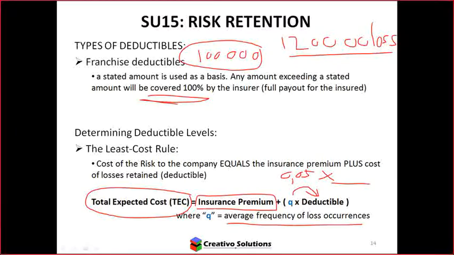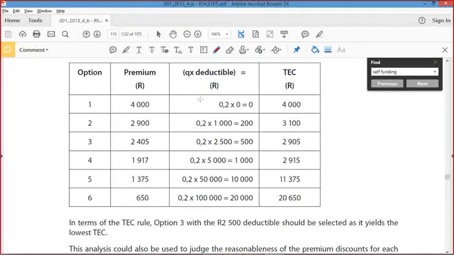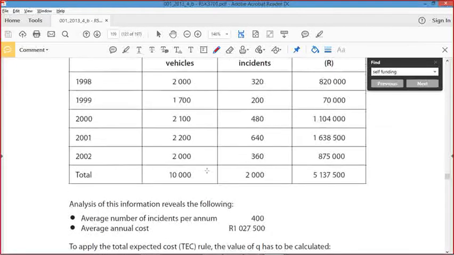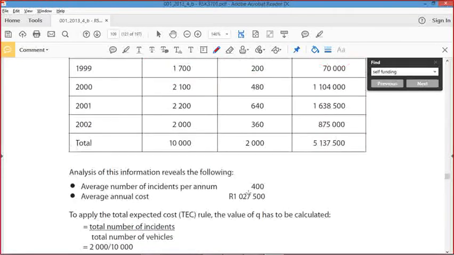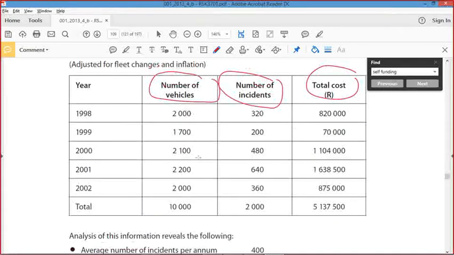So when I go back to this page, what they're discussing in this scenario is very similar to what we had earlier where we spoke about a car accident. Here: number of vehicles, number of incidents, and the total cost. Based on data, they will give you the data, and they won't even give it to you as complicated as this, because this is taking it a bit too far. But if I look at this, how many vehicles do I have?